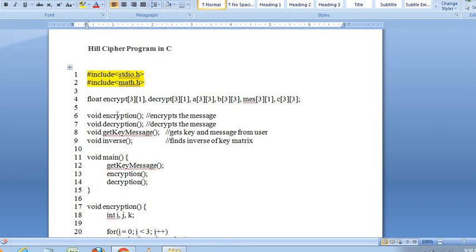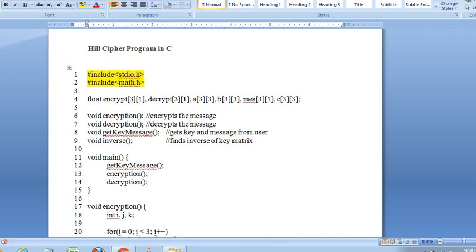Okay, in the program we are using function definitions: void encryption, void decryption, get message, and inverse functions. Encryption is for encrypting the plain text, decryption is for decrypting the ciphertext, and get message gets the message from the user. During the decryption we are using the inverse matrix function. So for that we are using these functions.